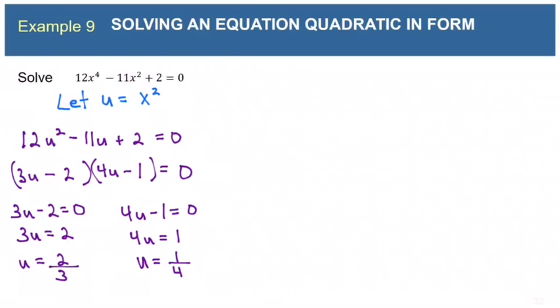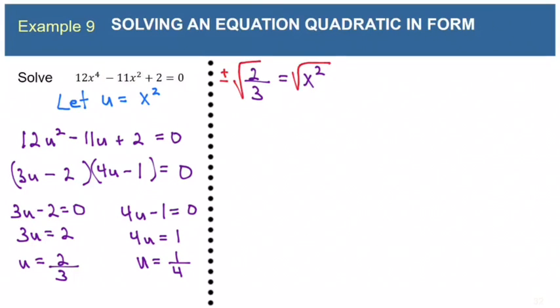If u equals x squared, that means 2/3 equals x squared. So to isolate the x, we'll have to do the square root of both sides. And whenever you do the square root of both sides, you have to put that plus minus in place. So x equals the square root of 2/3. Now, this is the answer, but it's not in the best form.